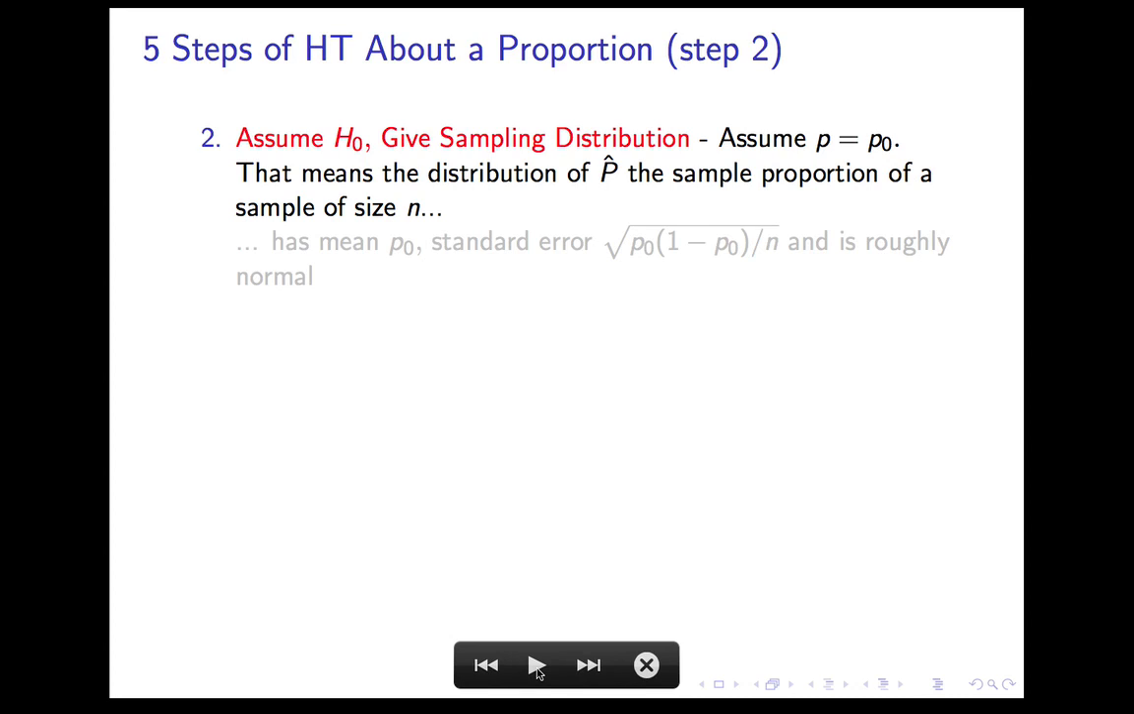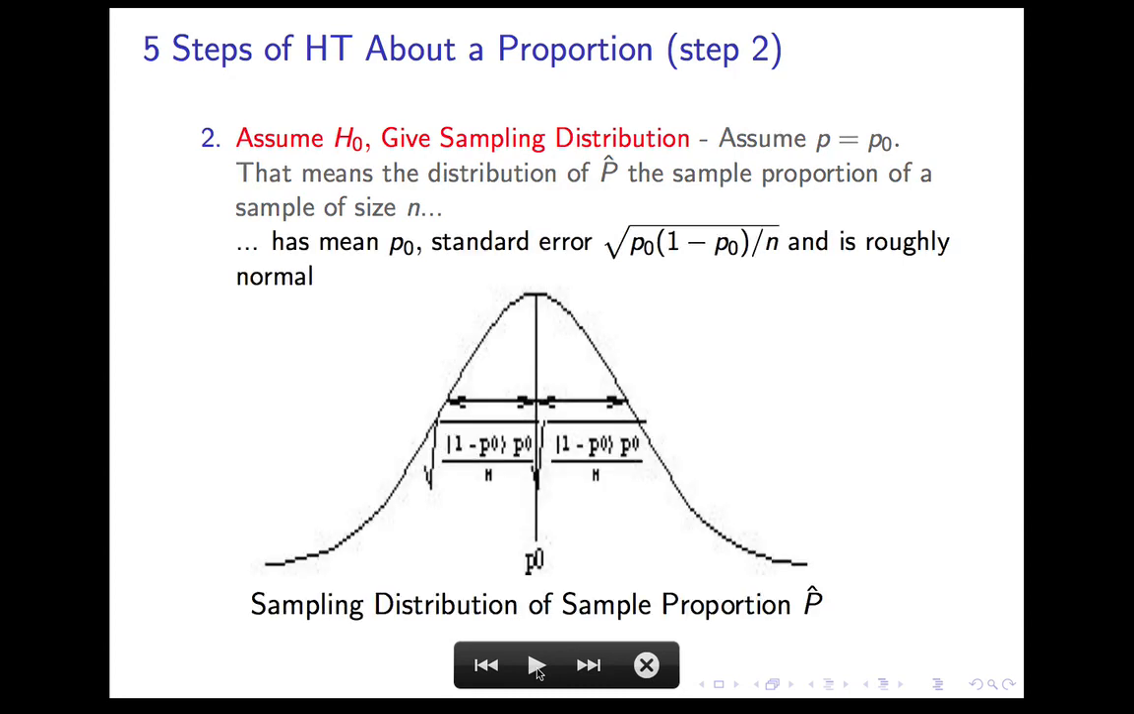Step two in hypothesis testing is to give the sampling distribution. In our case, when it's a categorical variable, the sampling distribution is the distribution of p hat. We remember that from lecture 16. So we're going to assume the null hypothesis. So we're going to assume that p is equal to that fixed proportion p naught, in which case we know exactly what the distribution of p hat is. It has a mean of p naught, a standard error of the square root of p naught times 1 minus p naught over n, and is roughly normal. So it looks like this crude picture here, where the center of the normal distribution is at p naught, the standard errors are marked off.